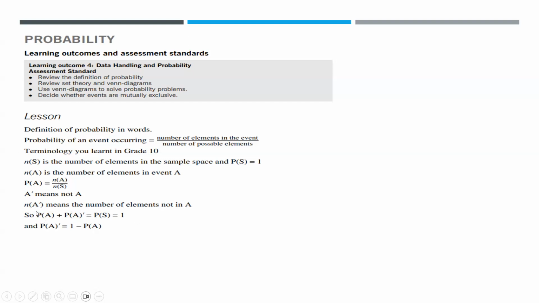So now we have this guiding formula. What does this formula mean? It says the probability of A plus the probability of not A is equal to the probability of the sample space, which must always give you 1. If you get an answer that is not 1, there is something wrong with your calculations.